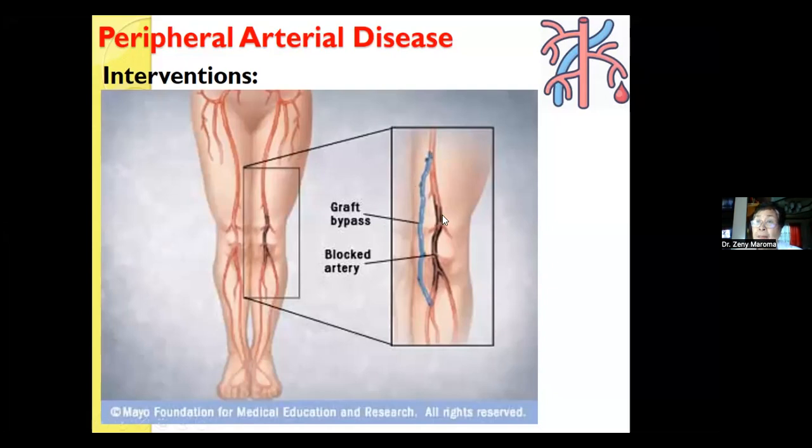Ang importante, after the procedure, promote good circulation. Keep the leg straight. Do not flex the leg. Kasi ma-obstruct yung blood flow dito sa back of the knee. Tapos, ano natin, assess the color, temperature, the peripheral pulses. Okay? Meaning, there's good circulation to the lower extremities. That's the concept of the intervention. Okay.